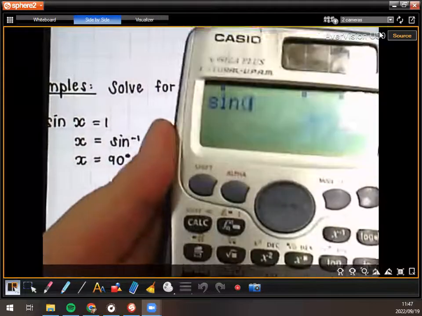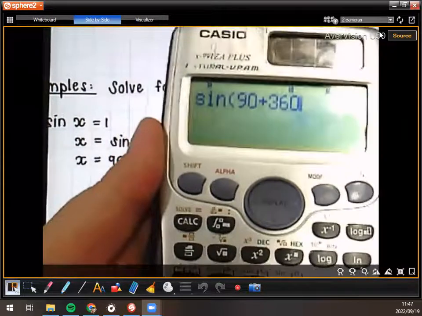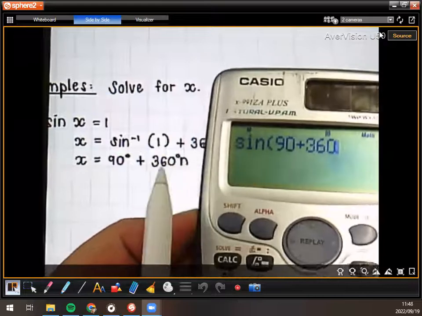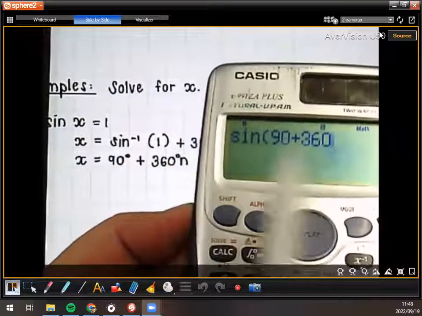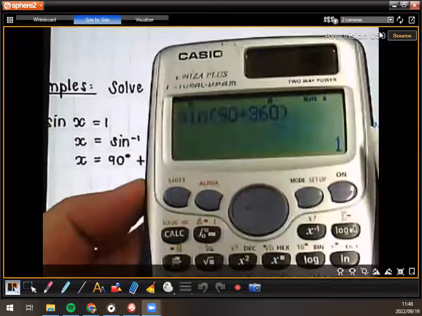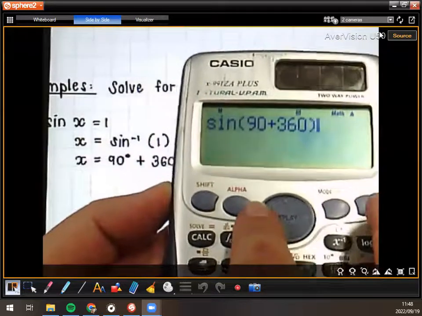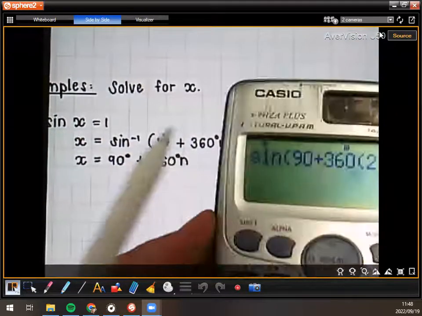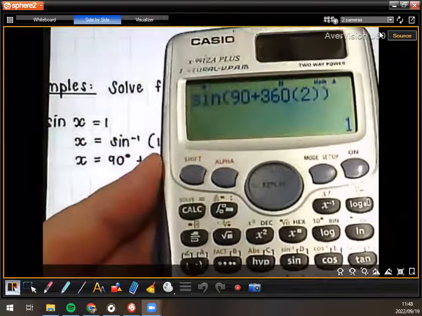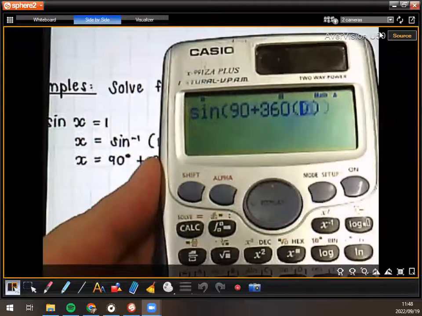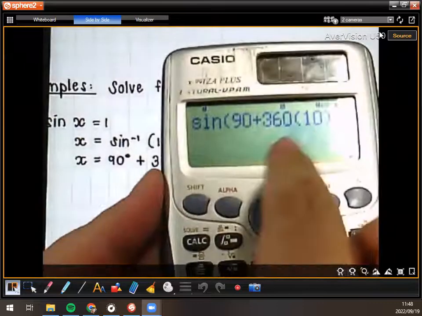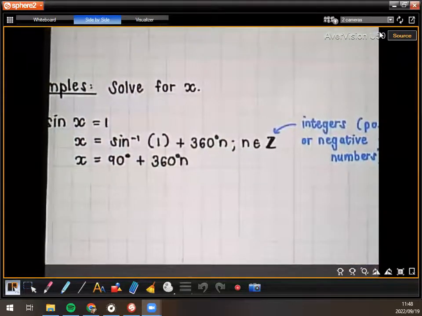So I can do, for example, let's say sine of 90 plus 360. If I'm saying 90 plus 360, what is my n value? It is just 360. 360 times what is 360? 1. So let's see what that is. 1. Let's do 360 times 2. Because what did I say? n can be any positive or negative whole number. 2 is a positive whole number, right? What's that? 1 again. If I put in 10, what's the answer? 1. So all of those x values that I'm putting in here are 90 plus 360 times something.